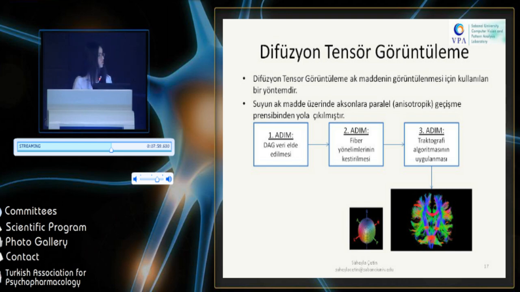Now let's talk about diffusion tensor imaging. Very briefly, I would like to give you a recap, and then I will talk about CST. In diffusion tensor imaging, white matter is screened by using the diffusion tensor imaging method.